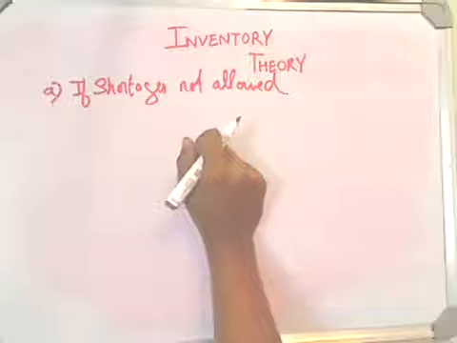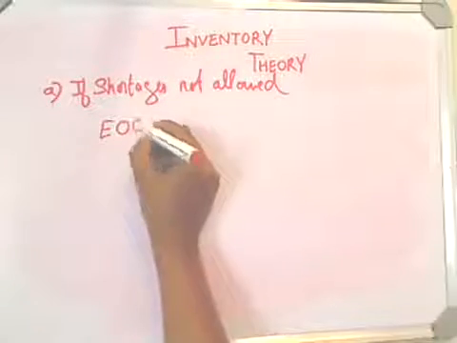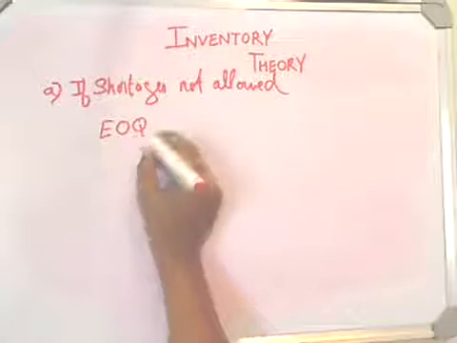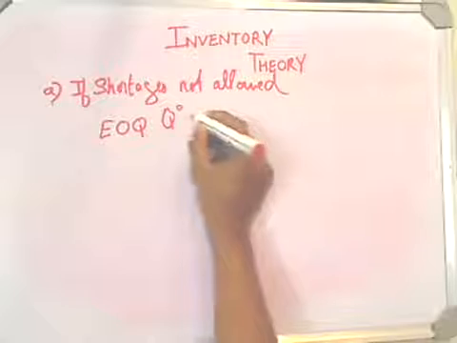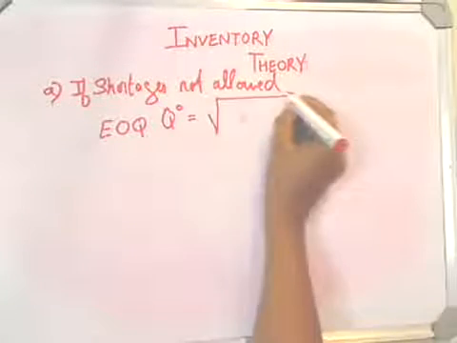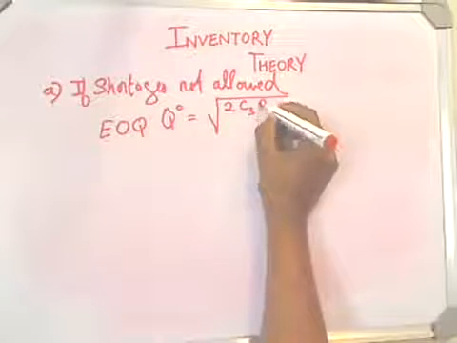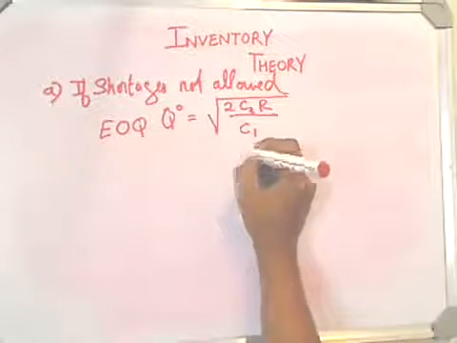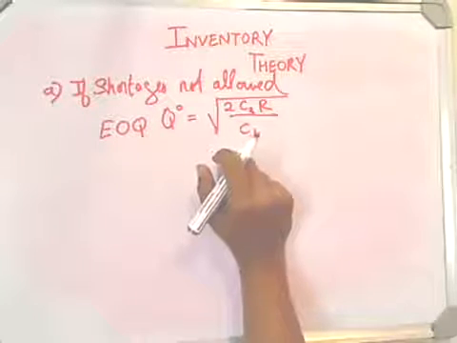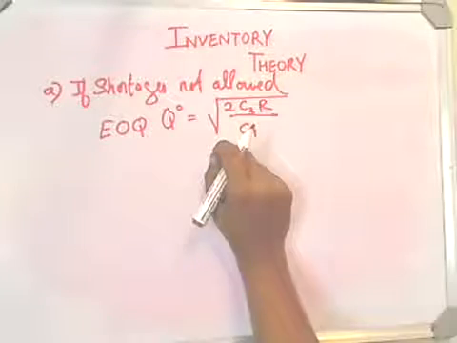Firstly, let's look at EOQ, economic order quantity. This is given as Q naught equals the square root of 2C3R divided by C1. I've not really written the data of the problem before. I'll do that now and I'll explain it as I write it along.